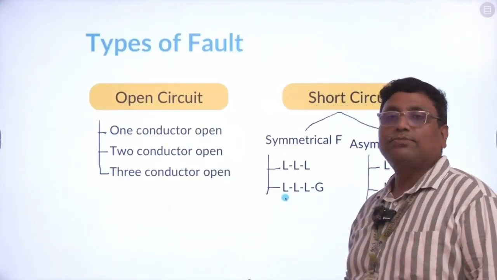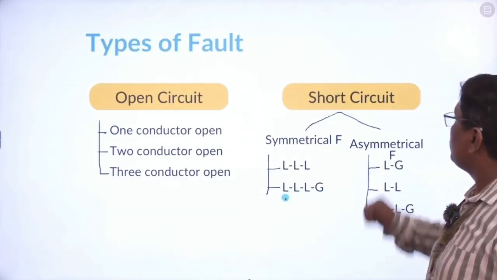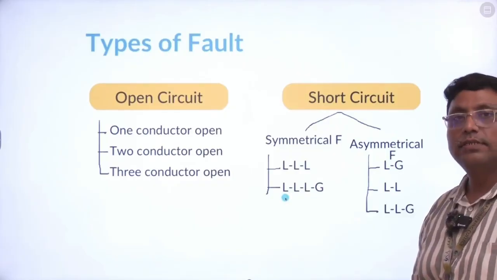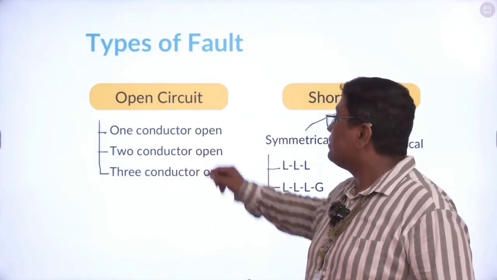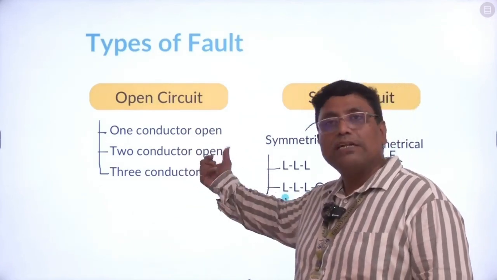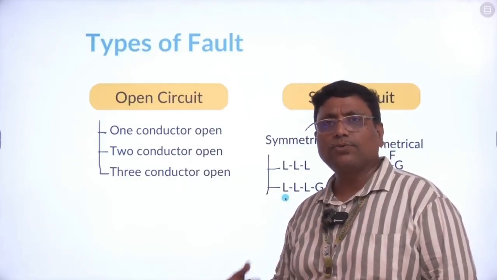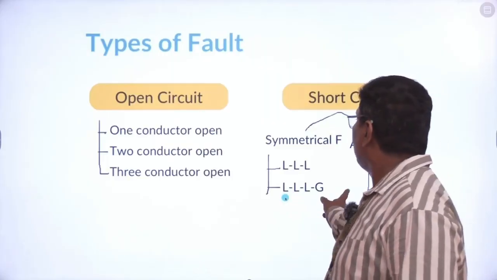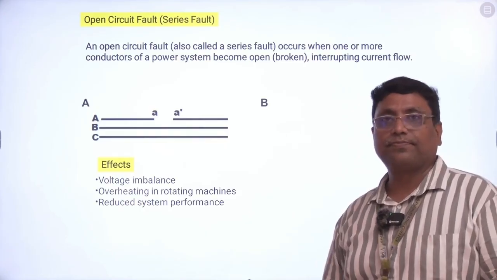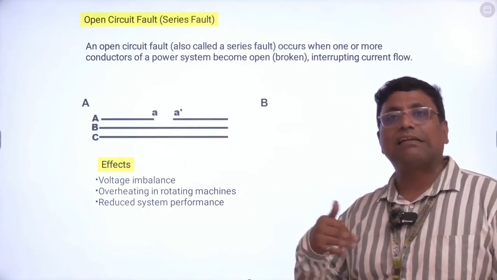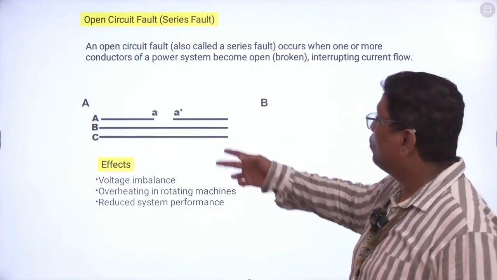So different types of faults are available. One is the open circuit fault, and the other is the short circuit fault. Open circuit faults have different types: one conductor open, or two conductors open, or three conductors open. So what is an open circuit fault? An open circuit fault is nothing but a series fault. One or more conductors become open. That is called an open circuit fault.